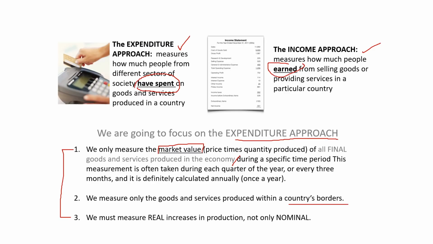The third point is we must measure real increase in production, not only nominal. We are going to discuss the difference between real GDP and nominal GDP later in this chapter, but keep in mind that we measure the real increase in the production, not only the nominal.